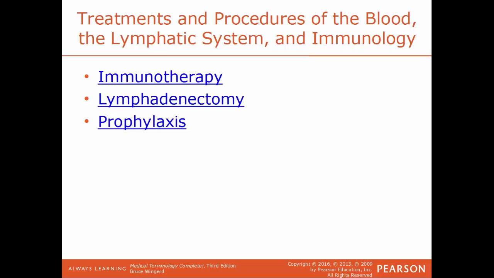Lymphadenectomy, also known as a lymph node dissection, is where you have the surgical removal of a lymph node. The last term on here, prophylaxis. This is action or medication that's taken to prevent a disease. So if you know you're traveling to an area of the world that has a higher rate of malaria, for example, you take medications before you leave, before you get there. That's a prophylactic procedure. You're taking medicine in advance of being exposed to a condition or a disease.